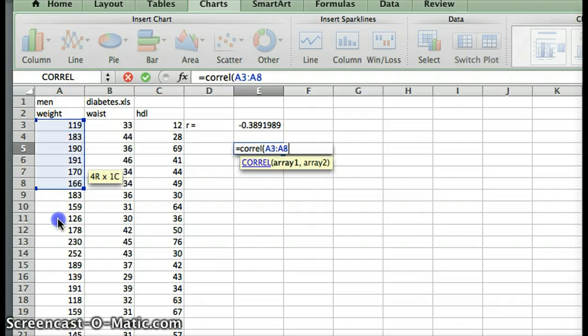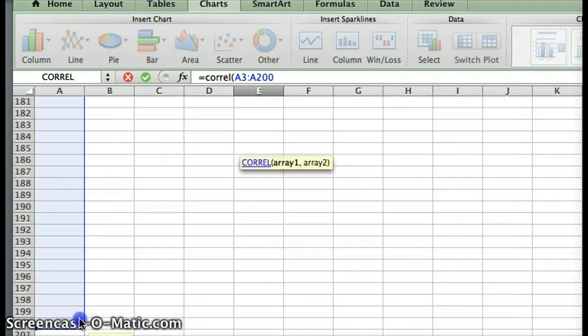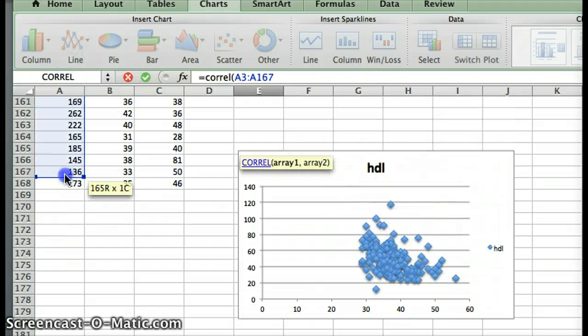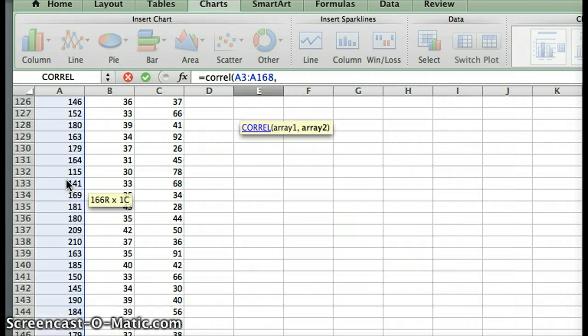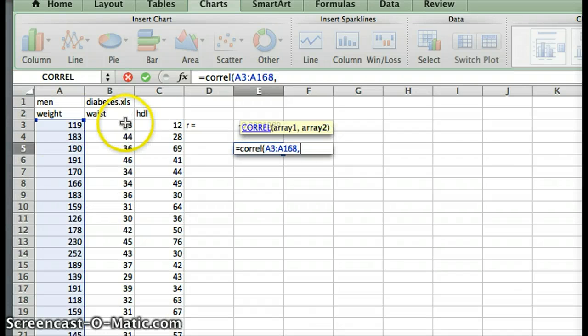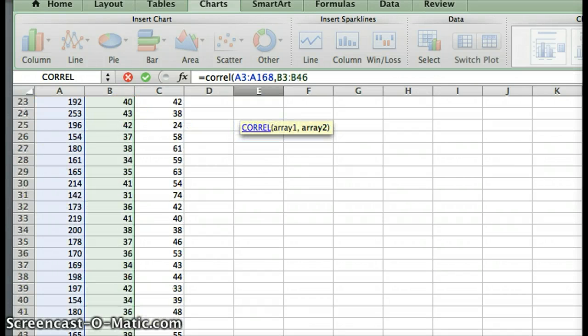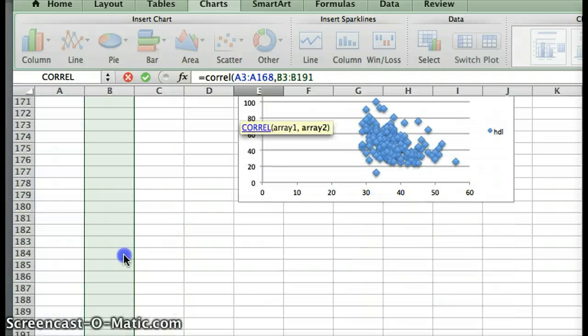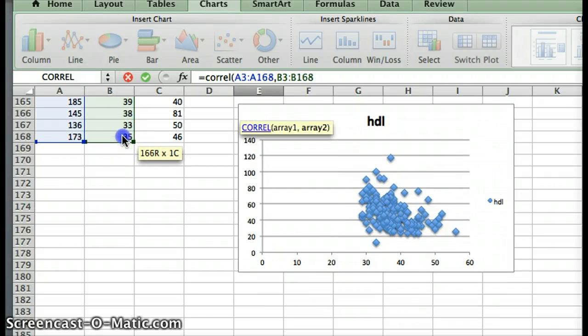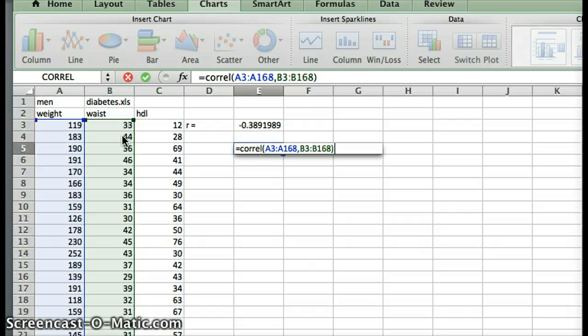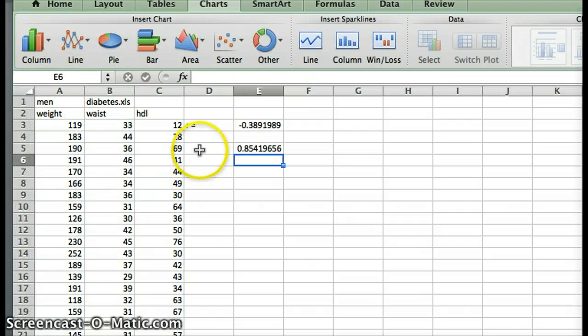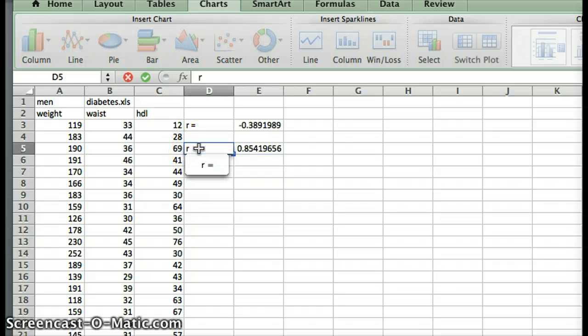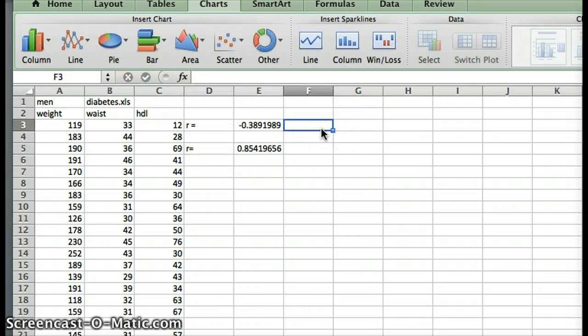So I'm going to highlight the column of weights, put in a comma, highlight the column of waist sizes, end it with the parentheses, and we'll see what sort of correlation we get. A positive 0.854 correlation.